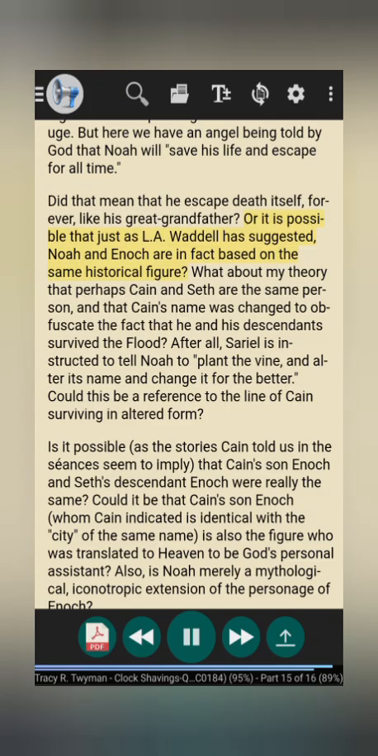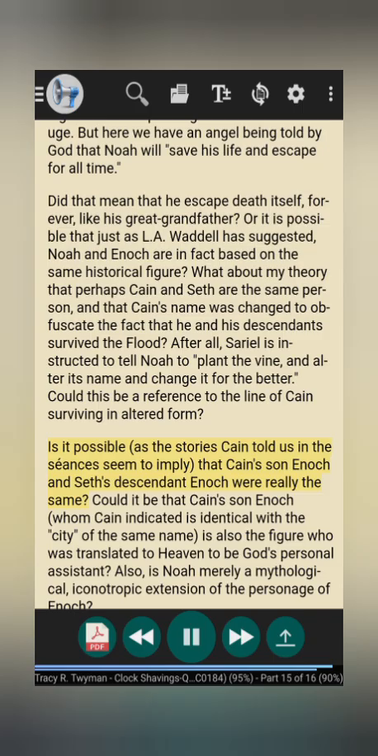Or is it possible that, just as L.A. Waddell has suggested, Noah and Enoch are in fact based on the same historical figure? What about my theory that perhaps Cain and Seth are the same person, and that Cain's name was changed to obfuscate the fact that he and his descendants survived the flood? After all, Sariel is instructed to tell Noah to plant the vine and alter its name and change it for the better. Could this be a reference to the line of Cain surviving in altered form?